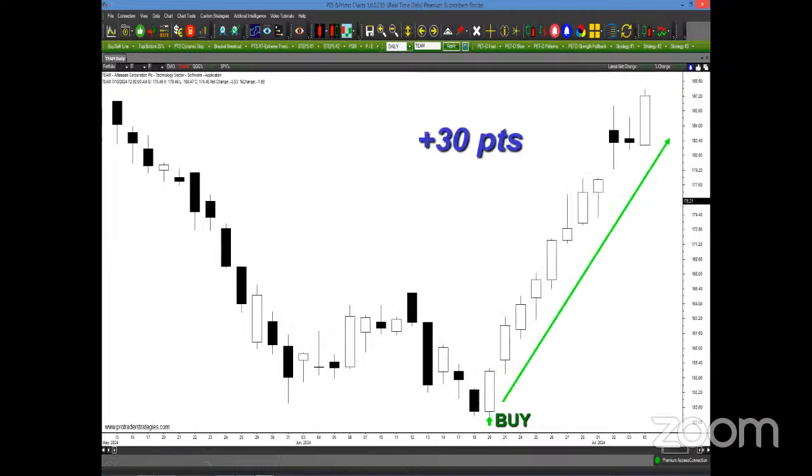And look what happened. The stock went up 30 points coming into the second week of July. This is what we mean when we say it's got pinpoint accuracy.